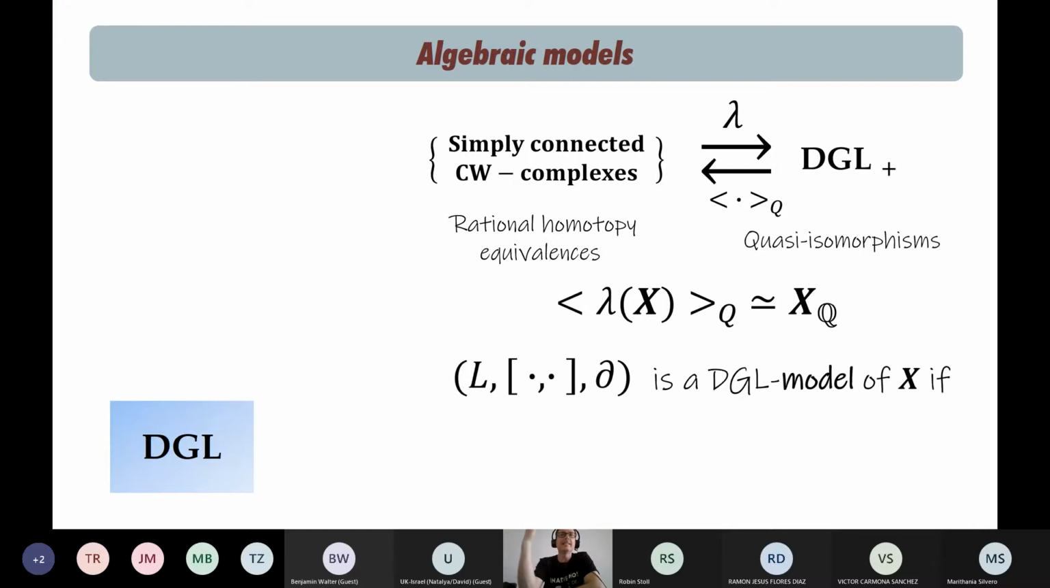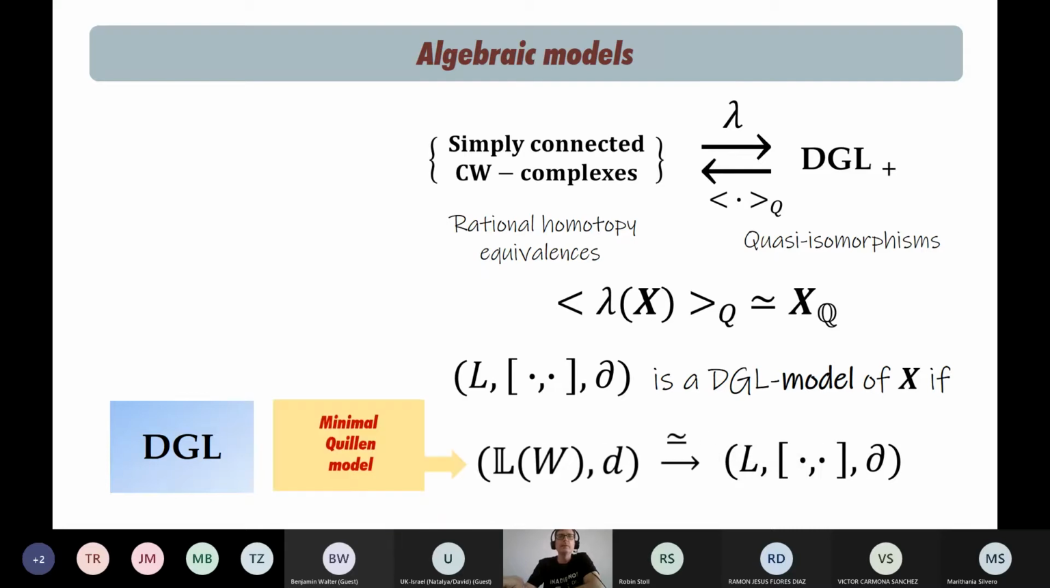In general, we say that a DGL L is a model of a space X if there is a zigzag of quasi-isomorphisms between the model functor of X and L. But among all the DGL models of a space, there is one which is particularly interesting, which is called the minimal Quillen model, which is free as a Lie algebra and whose differential has no linear term.